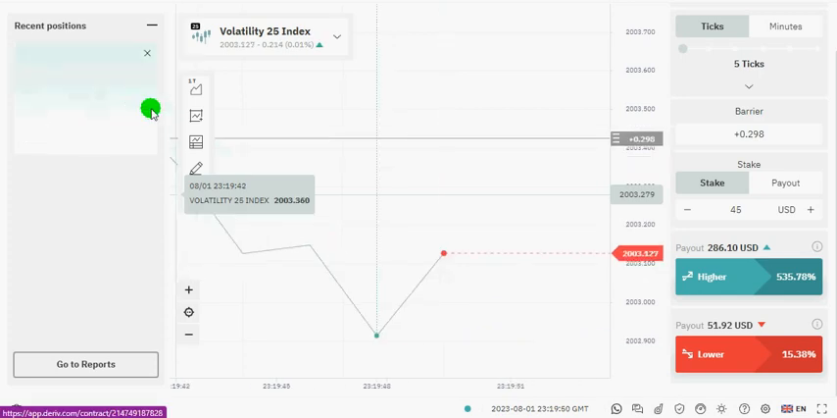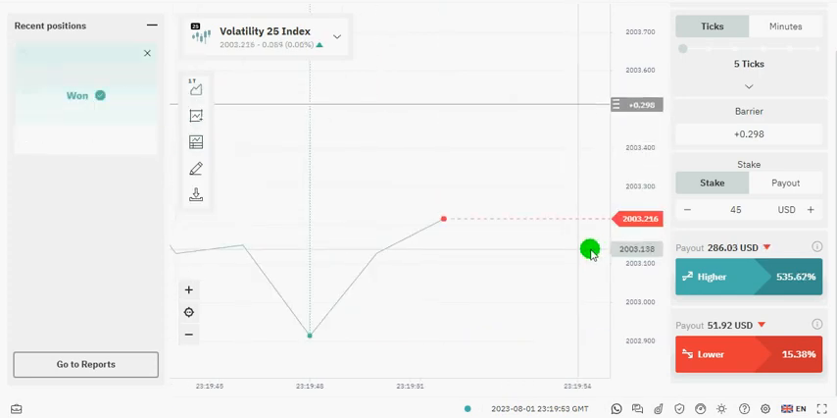So after this trade, you can see we won that trade here. I'm going to explain this strategy to you.